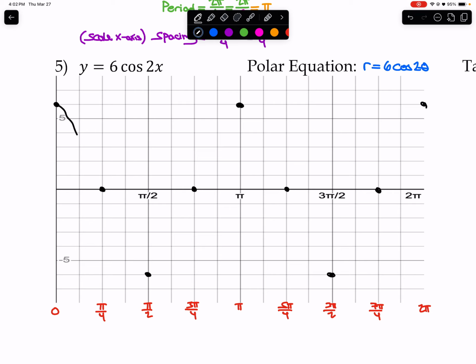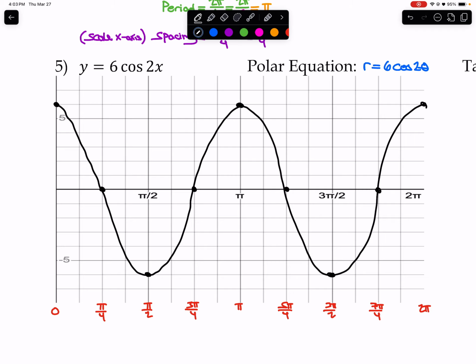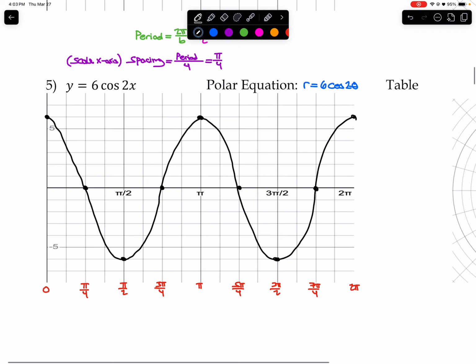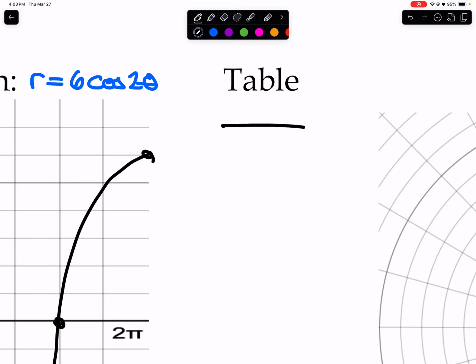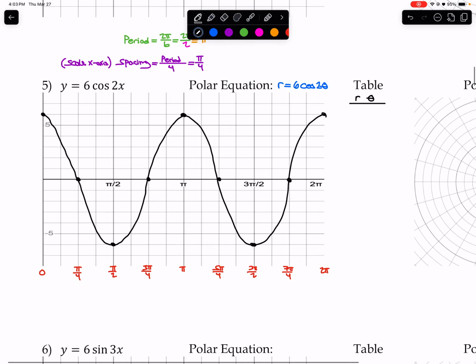So my graph will look something similar to this. Not bad for freehand. I missed a little bit, but it's okay. So now I'm going to write out my table. So my table, I'm going to write these values out.